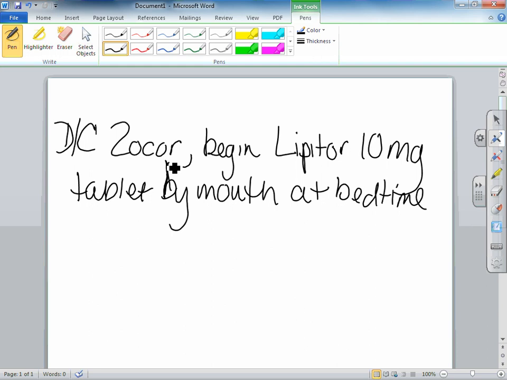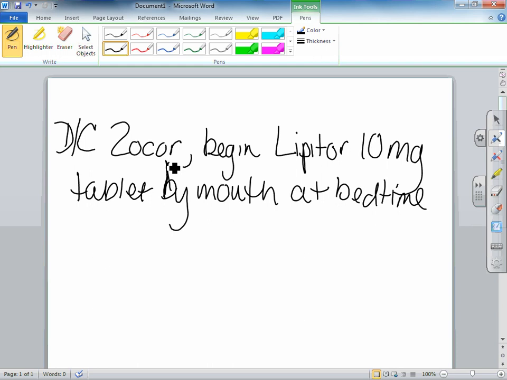All right. As you can see, I didn't provide a verb of take or give or anything, because a nurse knows how to look at an order and determine what she needs to do as far as the instructions. So again, we interpret the order to read: discontinue Zocor, begin Lipitor 10 milligram tablet by mouth at bedtime.